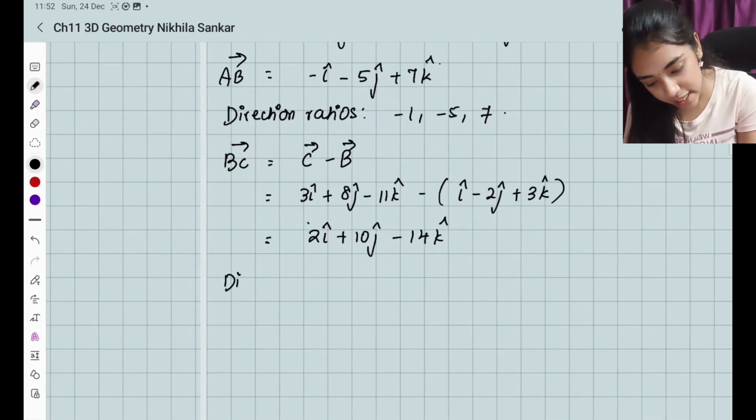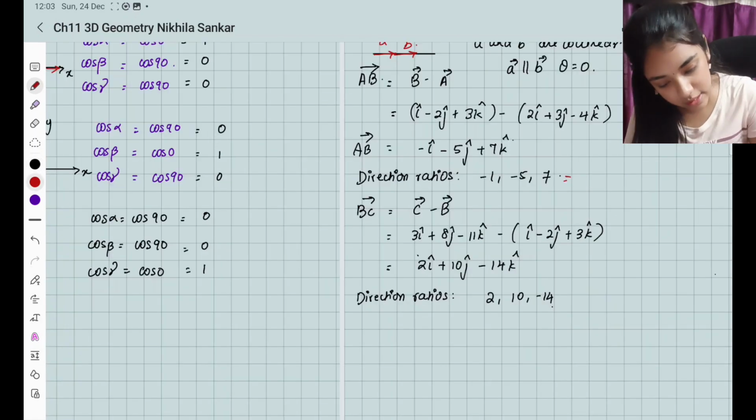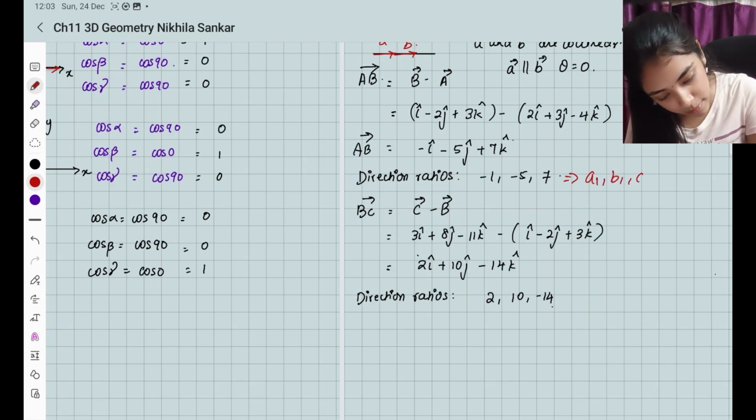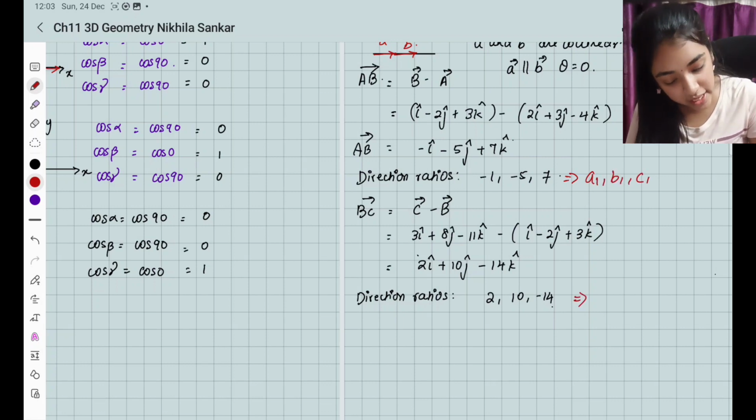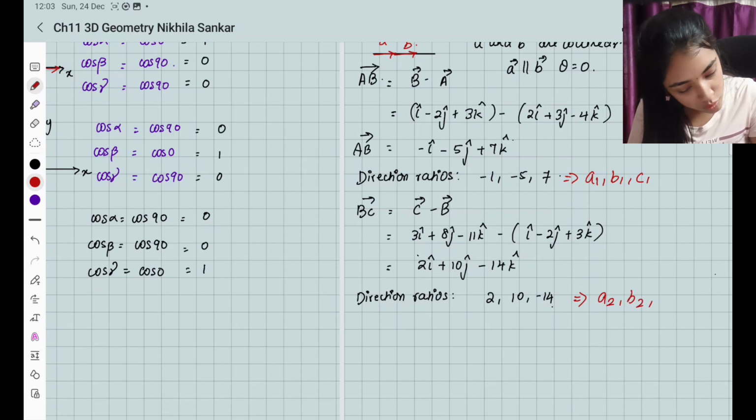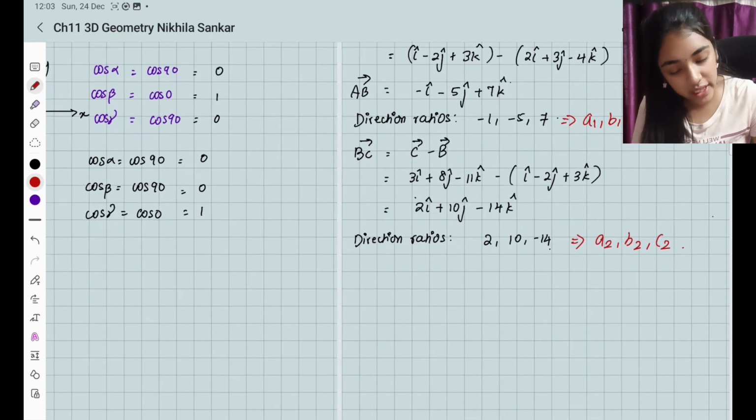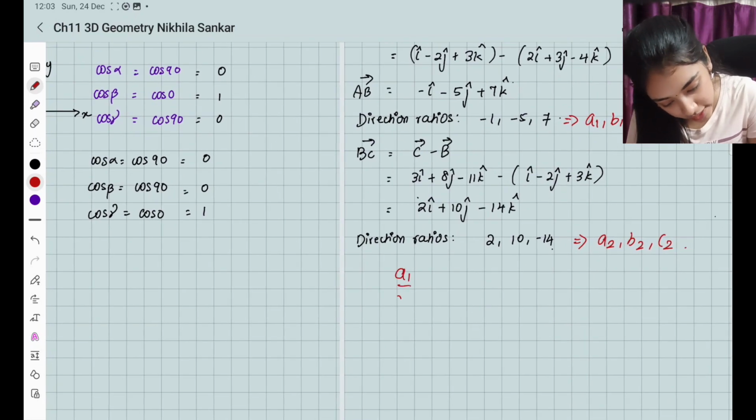இப்போ இந்த கேஸ்ல direction ratios என்ன? Direction ratios are going to be 2, 10 and minus 14. So this is going to be a1, b1 and c1. இதெல்லாம் என்ன? Direction ratios. And this is going to be a2, b2, c2. இப்போ to prove collinearity, நம்ம என்ன பண்ண போறோம்? I'm going to prove that a1 by a2 equals b1 by b2 equals c1 by c2 equals some lambda.